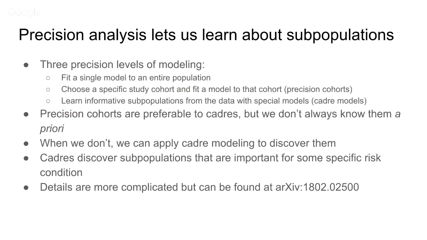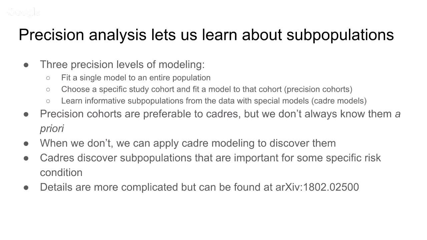Okay, so now the precision part of my title, what does that mean? So we have 3 levels of modeling. Like I said, we can fit a model to an entire population, we can choose a specific study cohort, or we can try to learn an informative subpopulation. The ideal case is that you already know what your subpopulations are, and in those cases, you can just use them and you don't need to learn them. But when you can't, which is some of the time, then it's important to have some sort of model that can discover them. And so we have that.